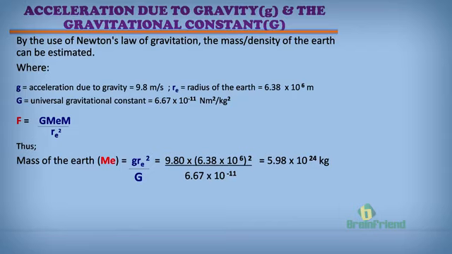And the radius of the Earth, in this case, we're using 6.36 times 10 raised to the power 6 meters, which is about 6,384 kilometers. The universal gravitational constant is 6.67 times 10 to the power minus 11 Newton meter squared per kilogram squared. We are now conversant with this constant, I want to believe.